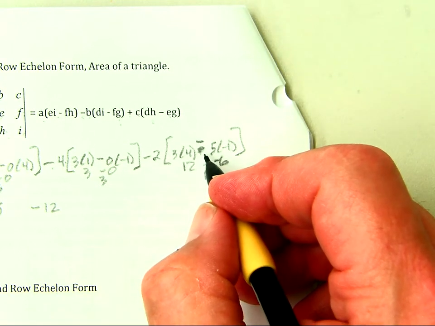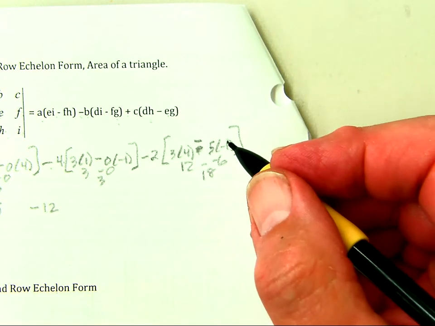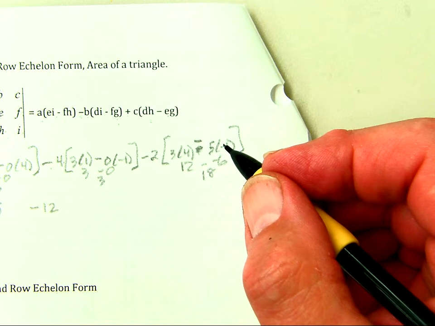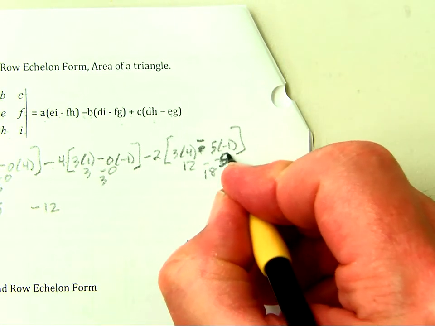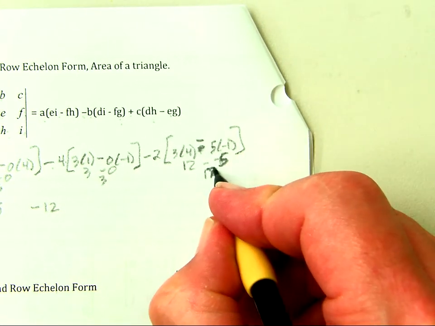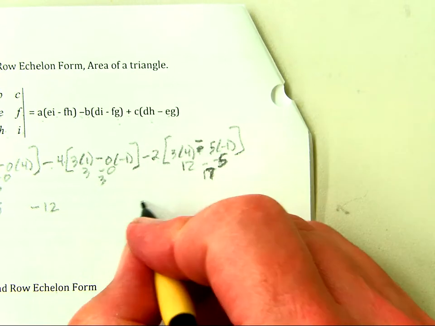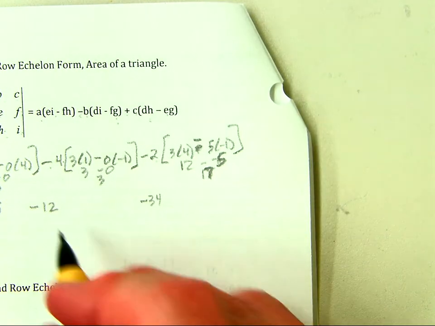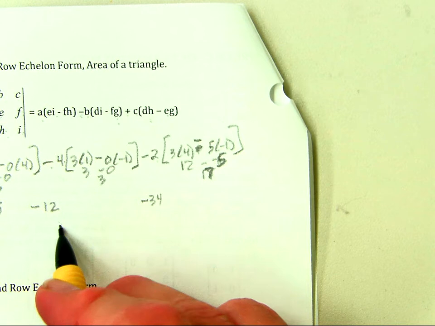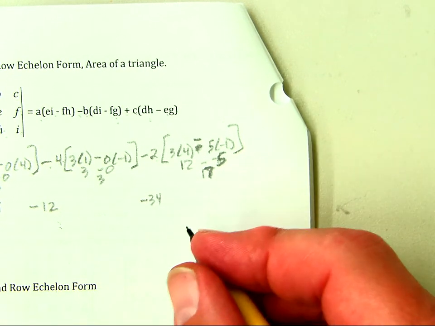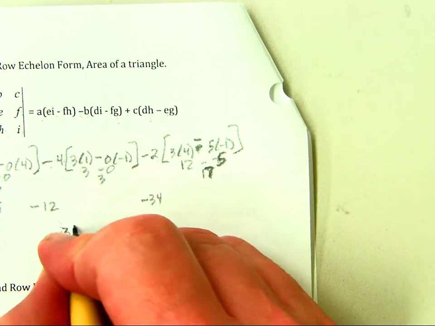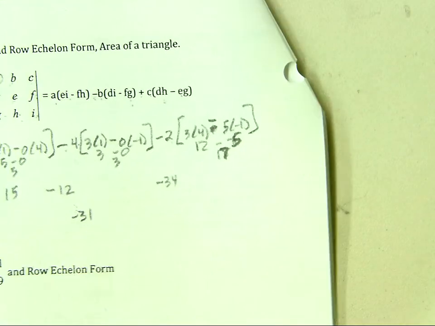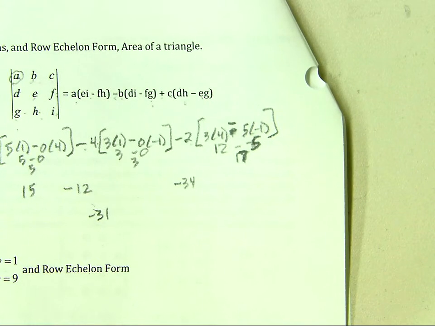Negative, is that right? That's negative 5. I can't multiply. That'll be 17. Negative 2 times 17 is minus 34. Now we combine those. 15 minus 12 is 3. 3 minus 34 is a negative 31. So that's the determinant of that 3 by 3. So that's how we do the determinant of a 3 by 3.